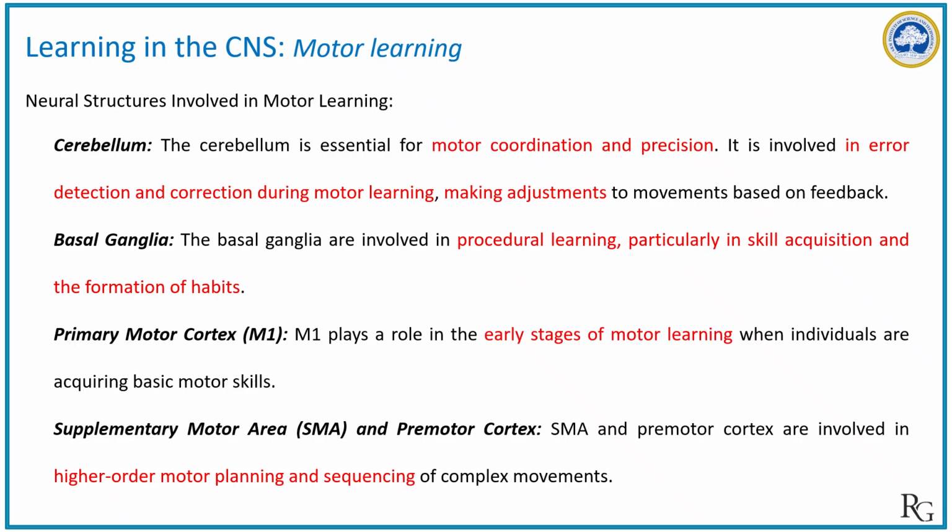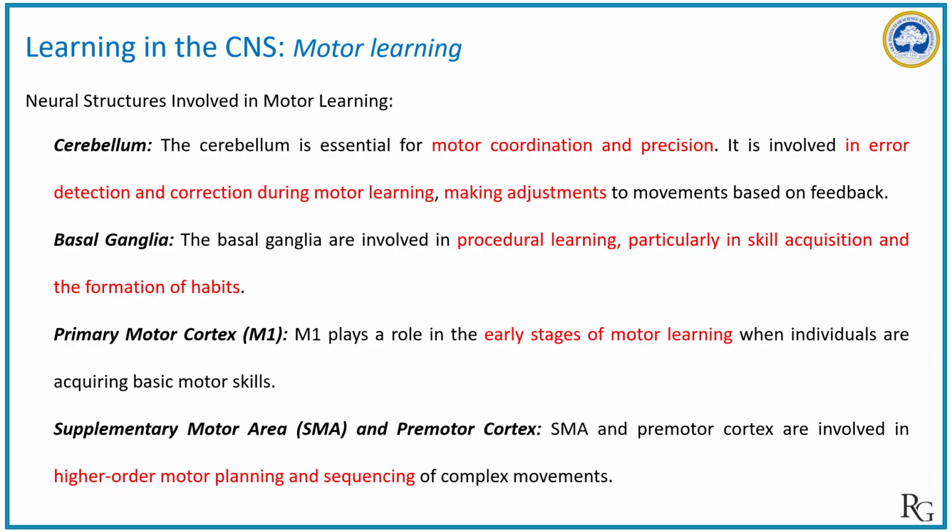Another key player in this is the primary motor cortex, or sometimes we also name it M1. This area is very active in the early stage of motor learning, when we are first acquiring a new motor skill, like learning how to swing a tennis racket. The primary motor cortex helps us to generate the basic movement pattern.